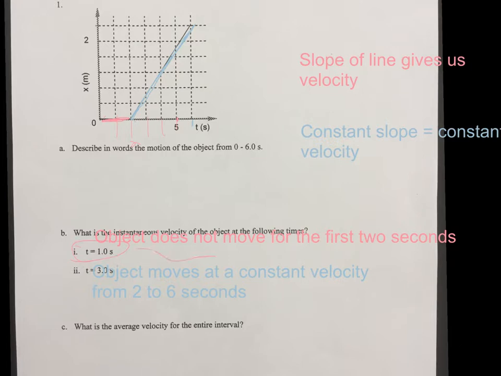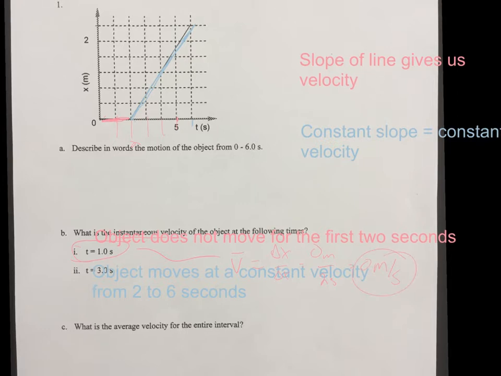So let's do this one here. It's asking for velocity. Average velocity is going to be the same as instantaneous in this place. So that's what I want you to find, the average velocity. It's our change in x over our change in t. So our change in x is 0 meters over 2 seconds, which is 0 meters per second.